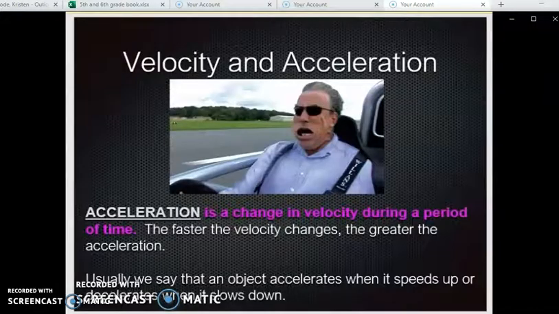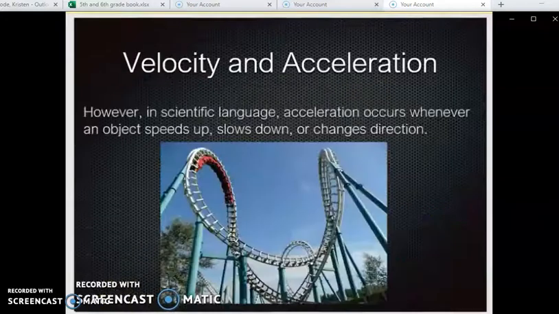So now let's talk about acceleration, because velocity and acceleration work together. Acceleration is a change in velocity. Remember, velocity is going a certain distance over a certain time in a certain direction, okay? So the change in velocity during a certain period of time. So the faster the velocity changes, the greater the acceleration. Now, usually we say that an object accelerates when it does what? When it speeds up or when it slows down.